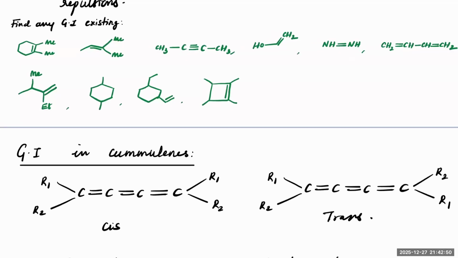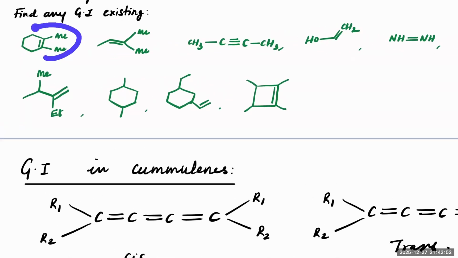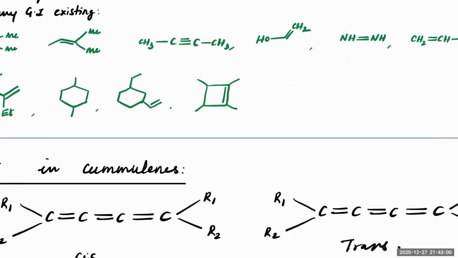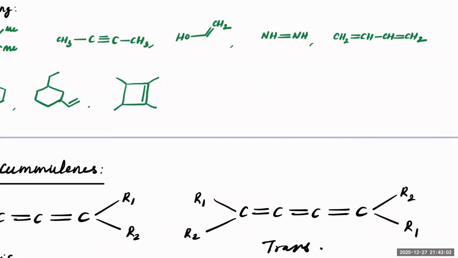Check out the first case. In the first case, the answer is no. There will not be any geometrical isomers existing. Here you will not have any geometrical isomers existing. Why? Let me explain. There is definitely a rotation restricted system here. Very good, no problem. Then there is a methyl group here. There is a methyl group here. The distance between these two is, let's say, x units.